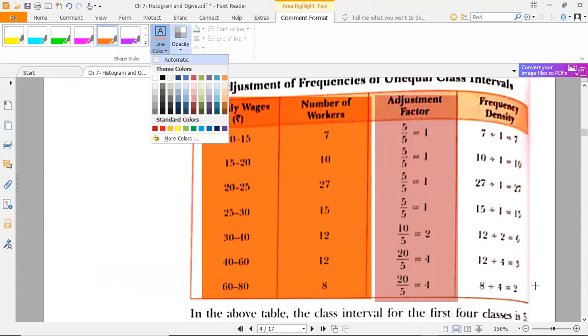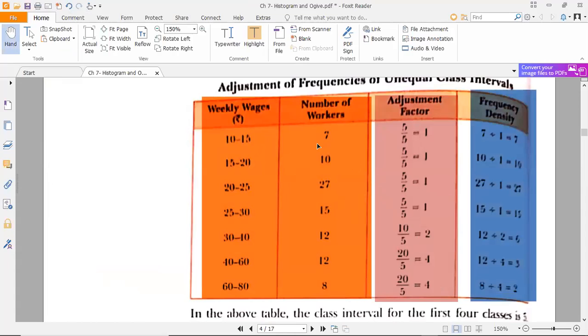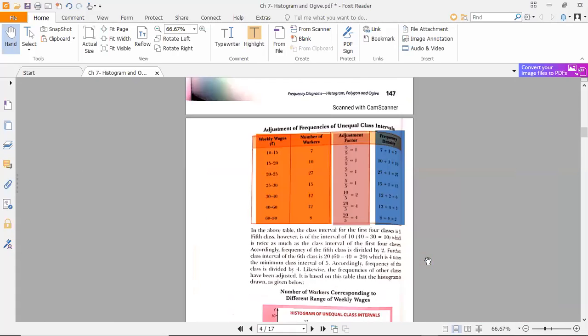And then the frequency distribution, you will be dividing the original frequency with the adjustment factor. 7 by 1 is 7, over here 15 by 1 is 15, then 12 by 2 is 6, 12 by 4 is 3, and 8 by 4 again is 2. This is your adjusted frequencies. Now you will be making the diagram like this.